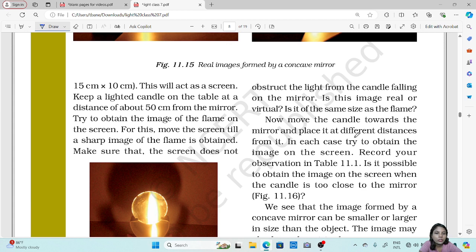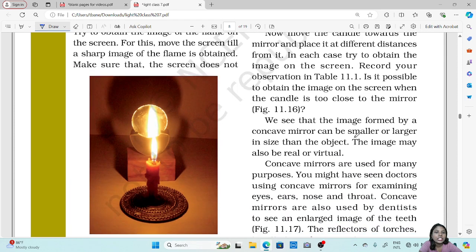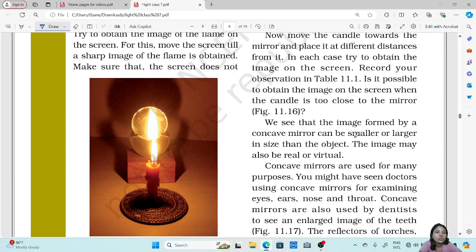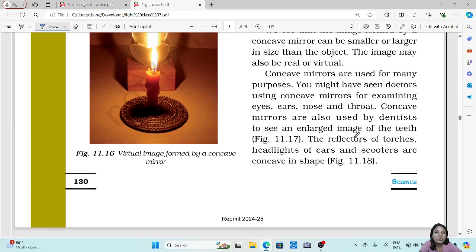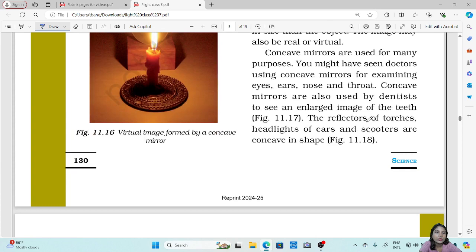Now, move the candle towards the mirror and place it at a different distance from it. In each case, try to obtain the image on the screen. Is it possible to obtain the image on the screen when the candle is too close to the mirror? No. In that case, you won't get it. We can see that the image formed by a concave mirror can be smaller or larger in size than the object. The image may also be real or virtual.